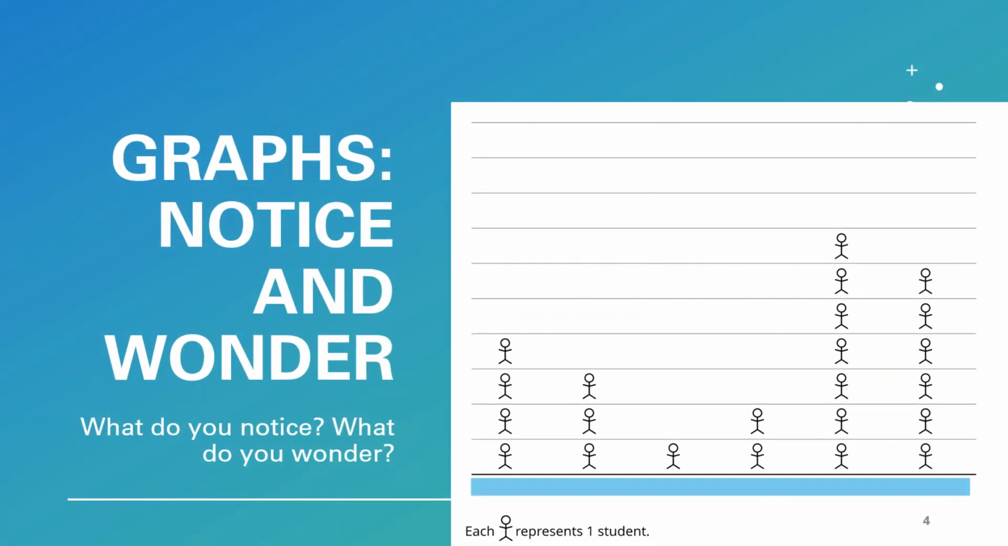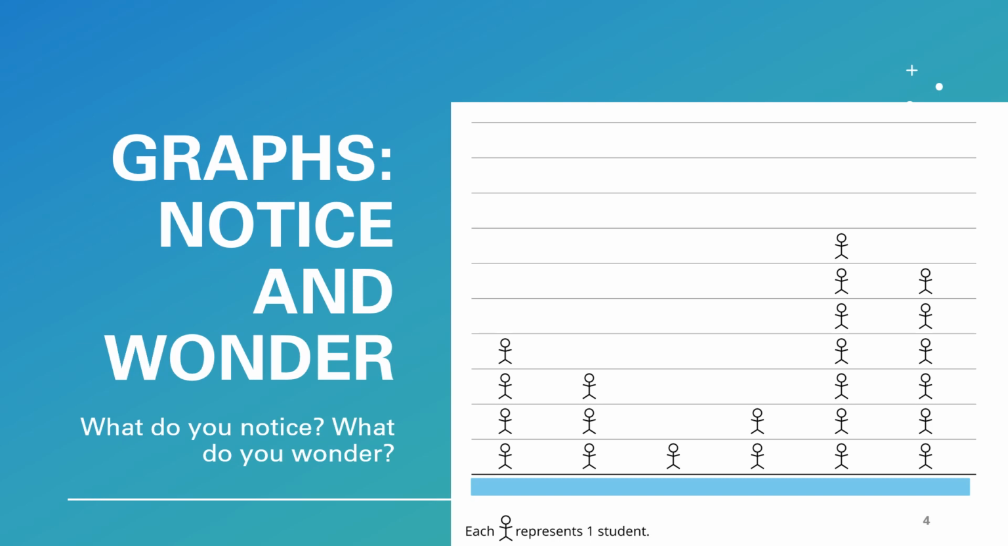What do you notice? You may notice it looks like a picture graph. There is no title, the categories are hidden, and there are stick people in each column. What do you wonder? You may wonder, what is this graph about? What do the stick people represent? Why are there so many stick people in the last 2 columns? Where is the title? What situation could the graph represent?